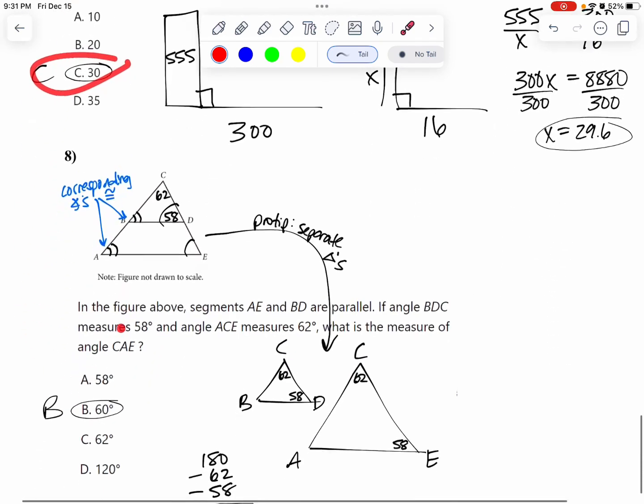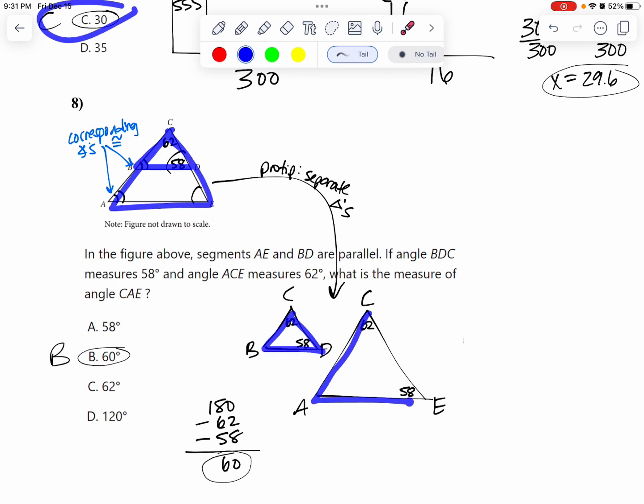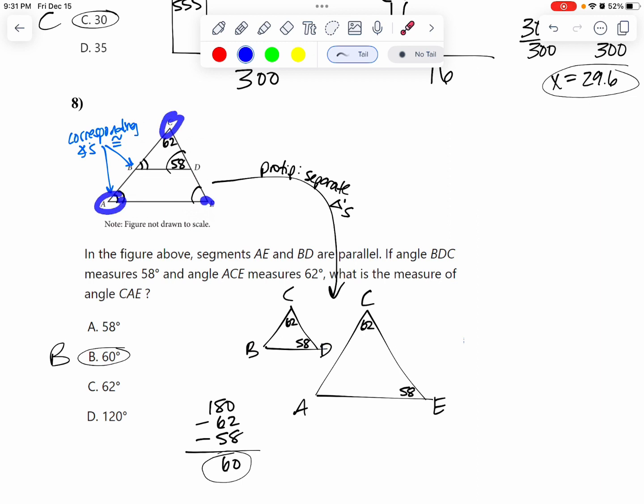Okay, let's move on. Number 8, corresponding triangles. Do you see in this picture that we have a little triangle and a big one? I split those suckers up because it makes me less confused. And then this is CBD, so I did my little triangle CBD. My big triangle is CAE, so those are my letters there. And they also gave me some information to plug in. So if angle BDC, how do I find that? You trace it with your finger.